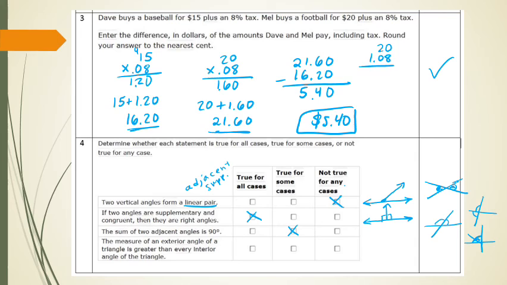The measure of an exterior angle of a triangle is greater than every interior angle of the triangle. So thinking back to what you know about triangles, if you think about interior angles of a triangle, in this case, this is kind of a small triangle, we could look at the angles on the outside. This is called an exterior angle. And here I would notice that this exterior angle is larger than my interior angles here. However, I could also make other types of triangles. For example, I could make something more like this, an obtuse triangle. And in that case, when I draw the exterior angle, it would actually be smaller. So this is one of those cases where it is true for some, but not necessarily all.